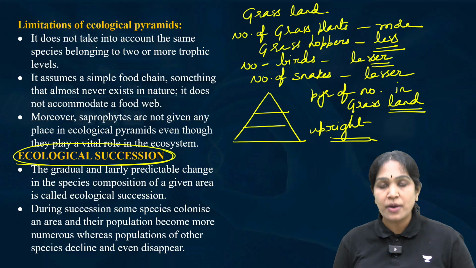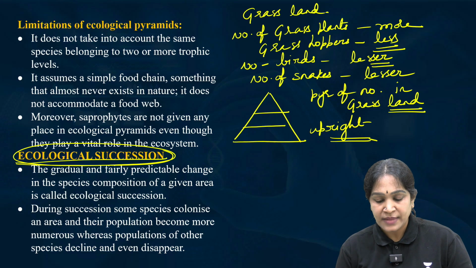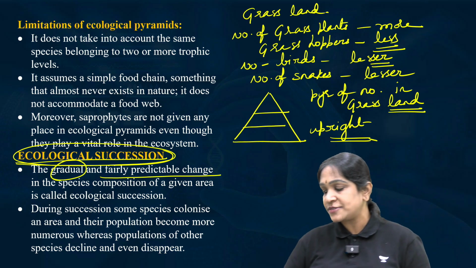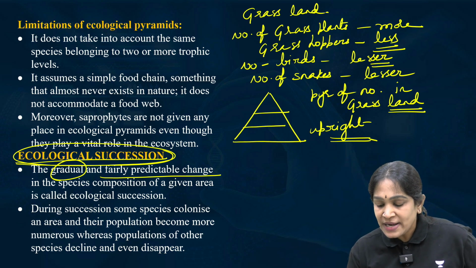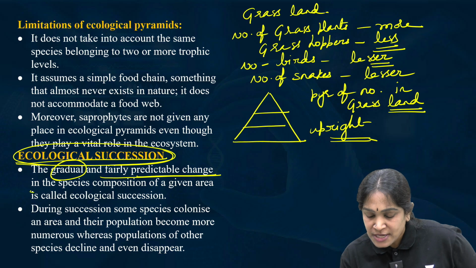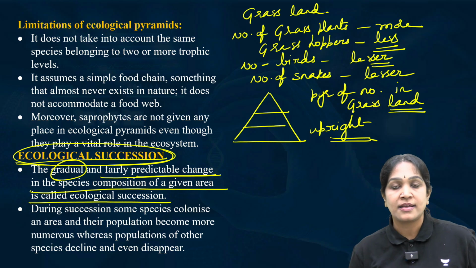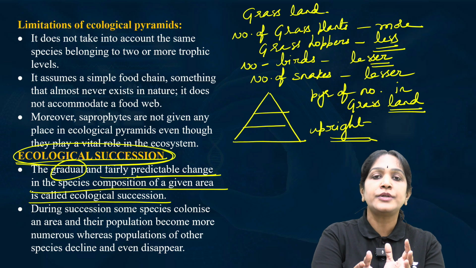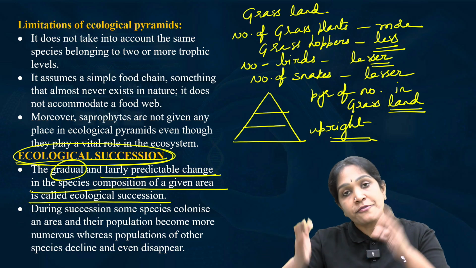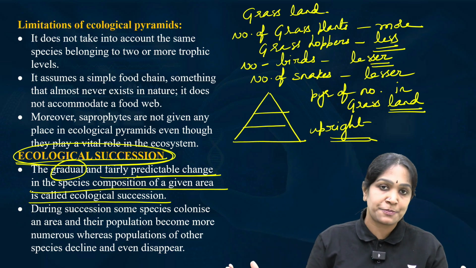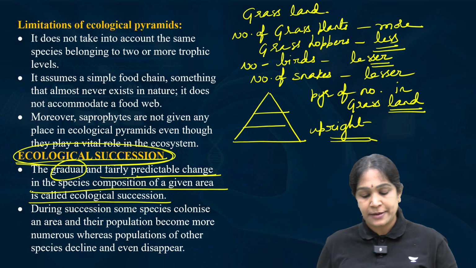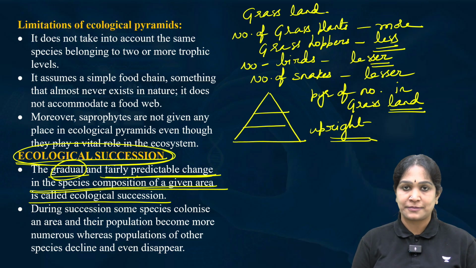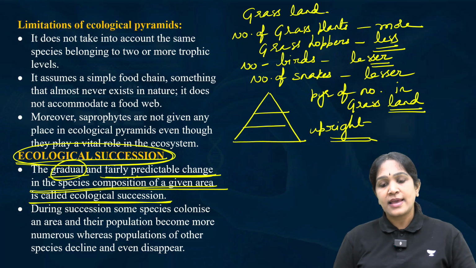Let us see more about ecological succession. The gradual and fairly predictable changes, we can expect what kind of changes will occur here, in the species composition of the given area. In the first seral stage you have only 1 or 2 species. In the next seral stages you have more species, also more complex species, bigger animals, bigger plants. That gradual and fairly predictable change in the species composition of a given area is called ecological succession.